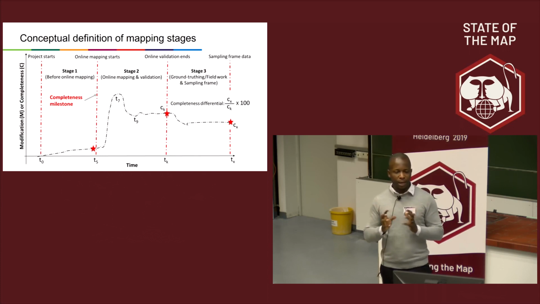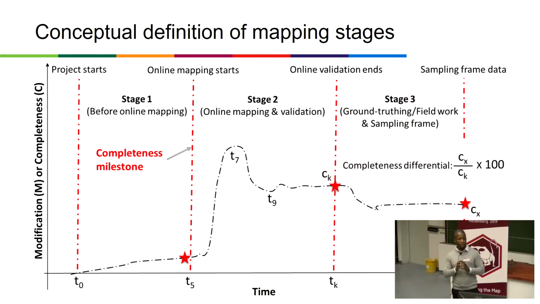So these mapping stages are drawn from the participatory mapping process. We define stage one as the period before online mapping, and stage two as the online mapping and validation. So at this point, we've not yet gone to the field. Stage three is the actual fieldwork, up to the point where the data is extracted for constructing the sampling frame. And we look at the completeness and also the modification within this period.